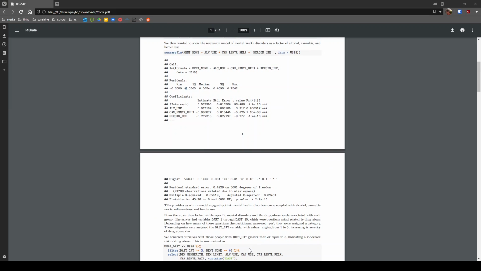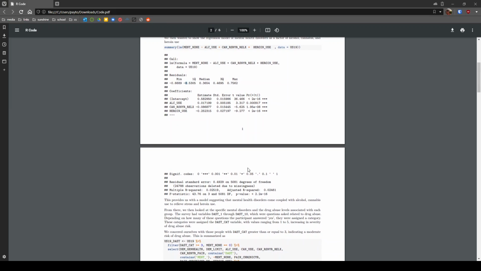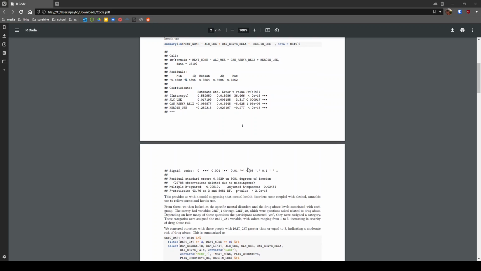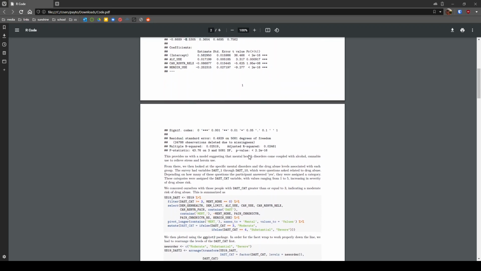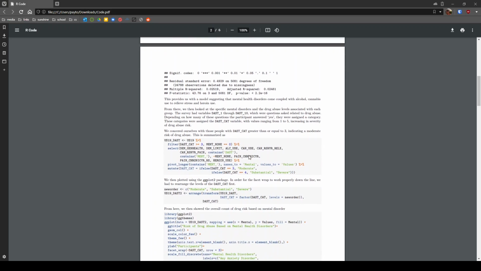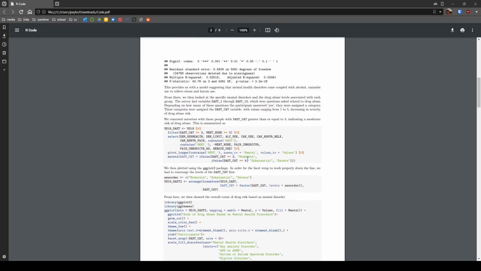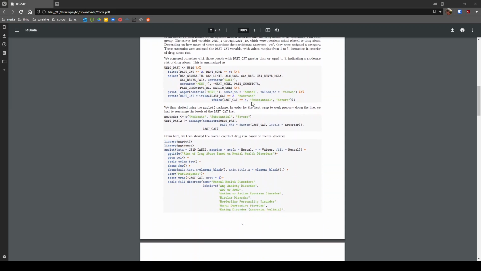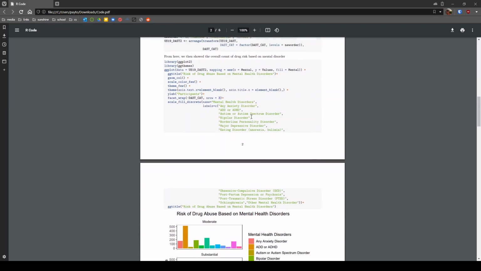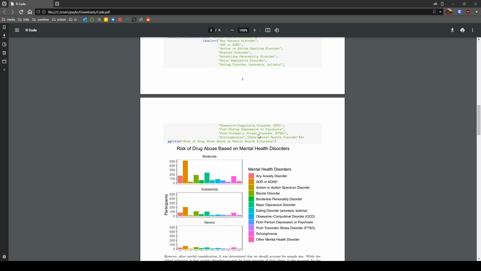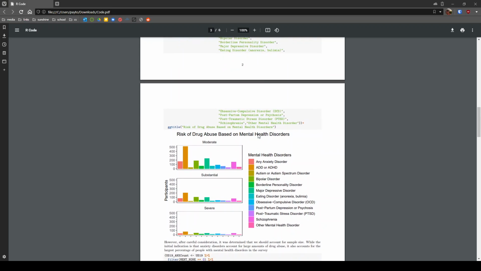We also wanted to see specific mental disorders and their certain drug abuse levels. So to do that, we wanted to create a visual, as I feel like most people are visual people. So we created a diagram to show that. Scrolling down, this is all the code to create the diagram and the data we scrubbed out. So this is the diagram right here.